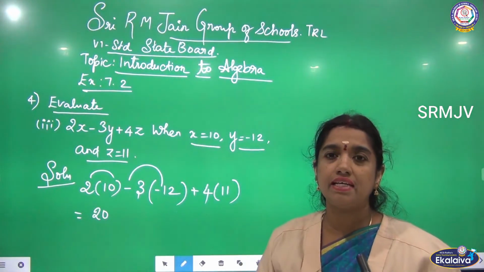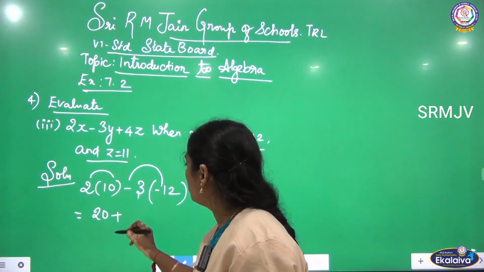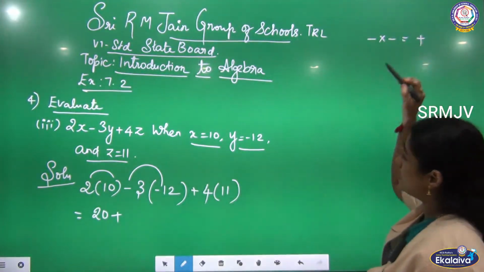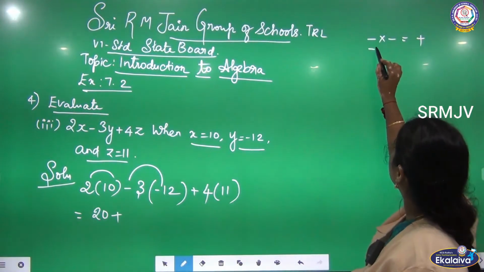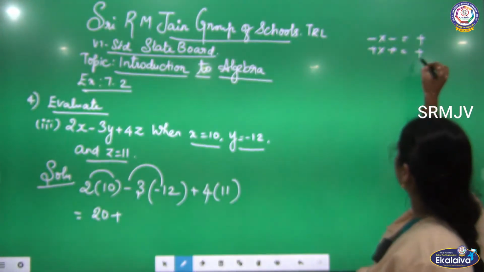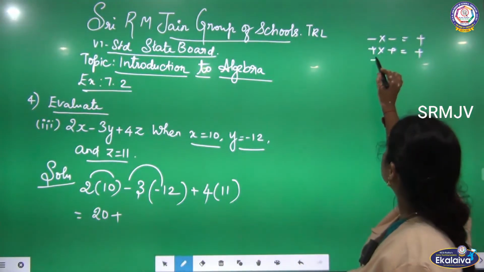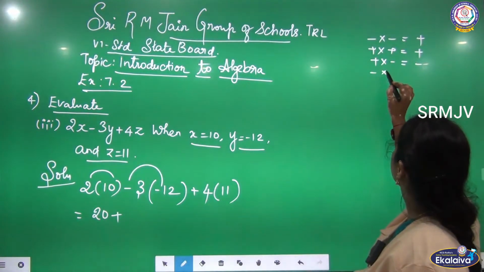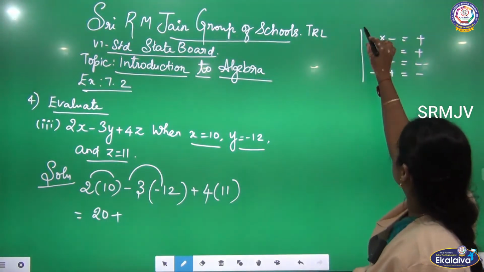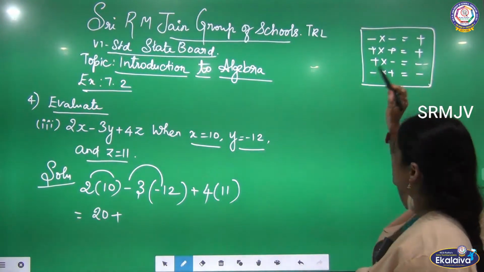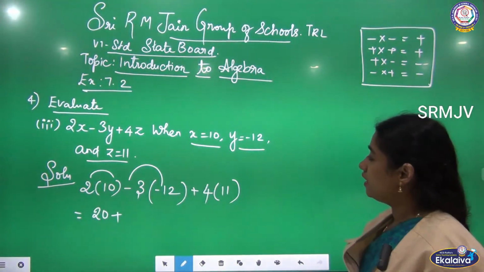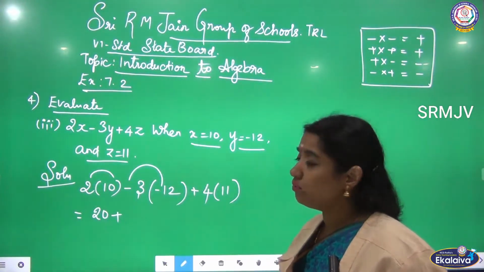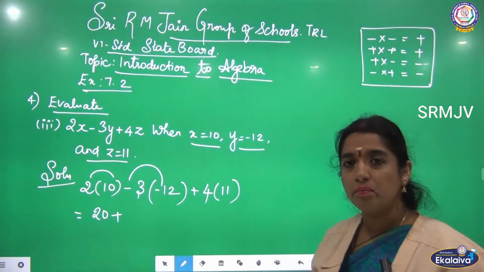What is minus into minus? Plus. So you have that minus in the integers. Minus into minus is plus. Got it? And plus into plus is plus. Plus into minus is minus as well. Minus into plus is minus. So you have to be thorough with this concept, children. Listen, same thing. Minus into minus is plus. Okay. When I am multiplying 2 negatives, I get the positive.